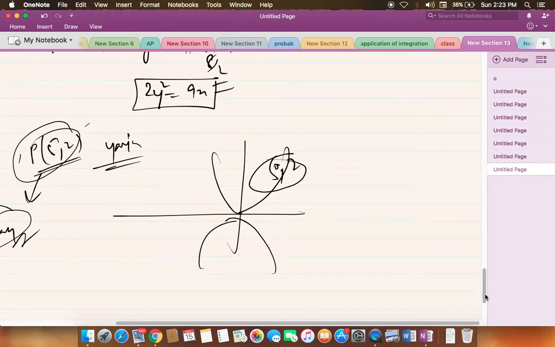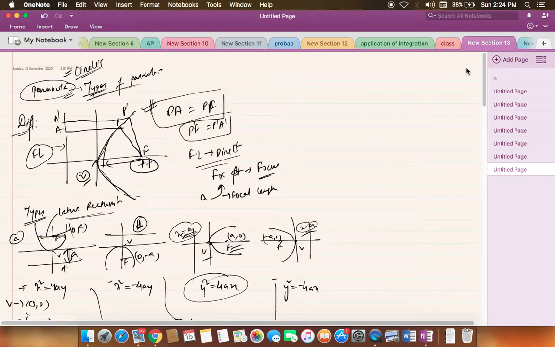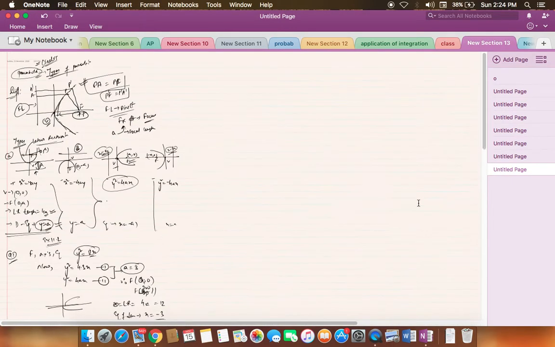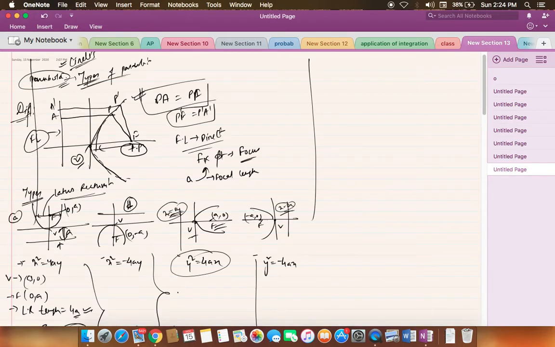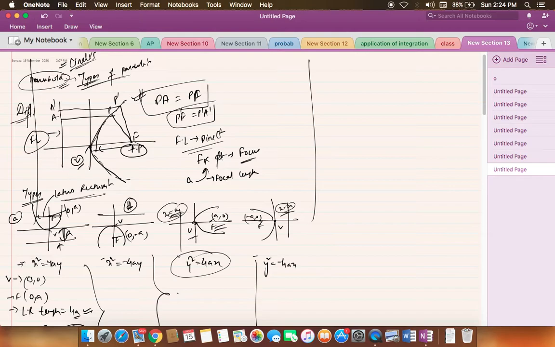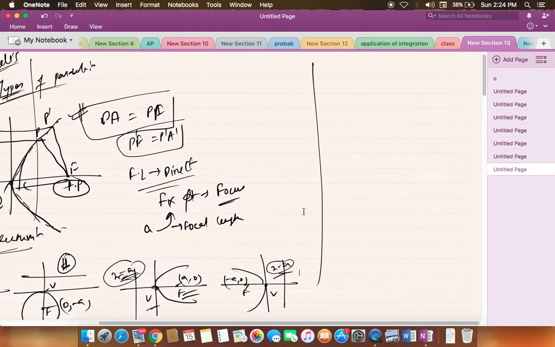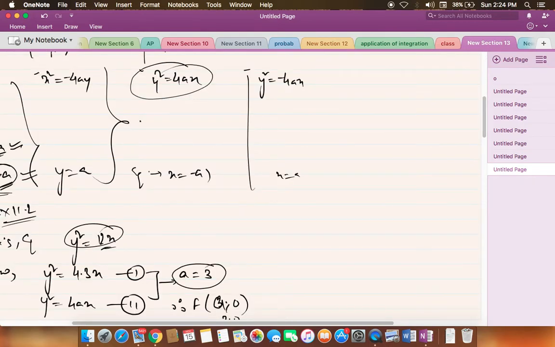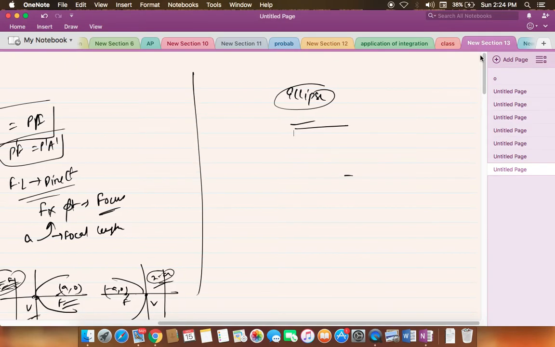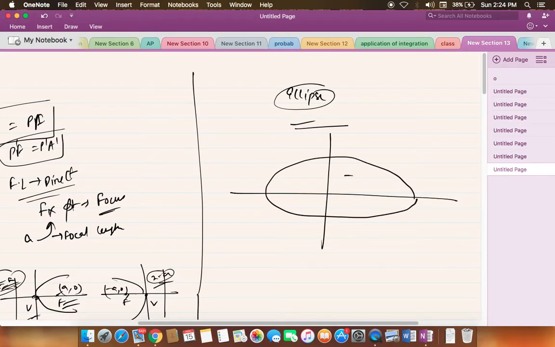We will be doing the ellipse portion. In the ellipse, as I told you in the first video, the shape of the ellipse is sort of oval. This is called the horizontal ellipse.